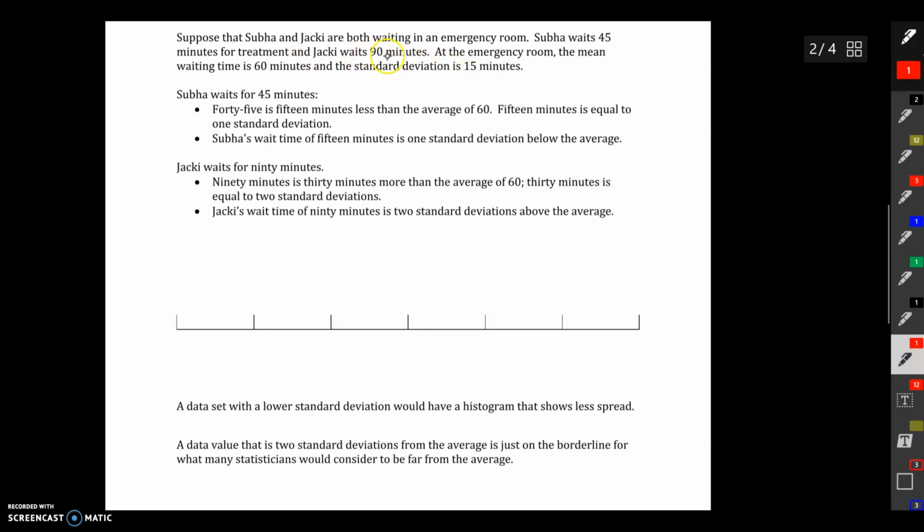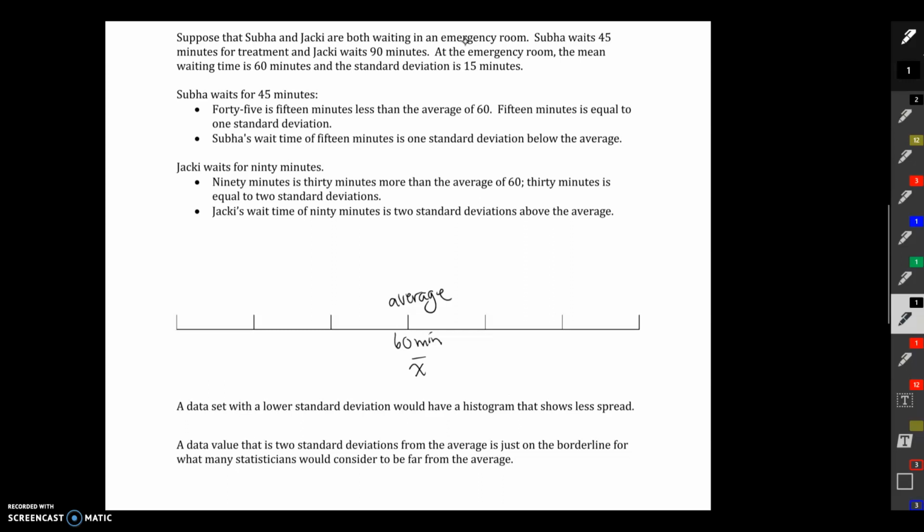So suppose Suba and Jackie are both waiting at an emergency room. Suba waits 45 minutes for treatment and Jackie waits 90 minutes. At this particular emergency room, the mean waiting time is 60 minutes and the standard deviation is 15 minutes. Okay, so if we have this number line here and we're thinking about how these values compare, the average wait time, the mean wait time, is 60 minutes. Right? That's what happens on average. That's sort of the expected wait time.